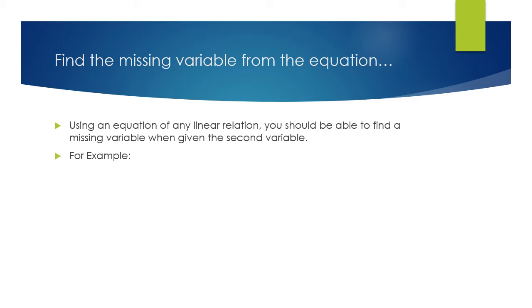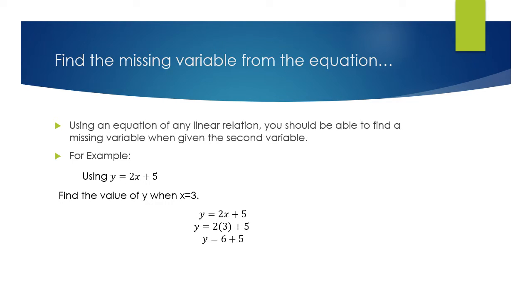So for example, using the equation y equals 2x plus 5, find the value of y when x equals 3. All I have to do is take that x equals 3 and fill it into my equation for x, and then use my order of operations. So I get 6 plus 5, and I get y equals 11. So the value of y when x equals 3 is 11.